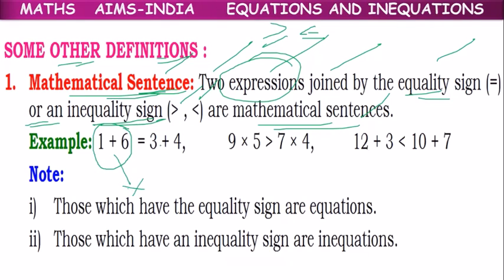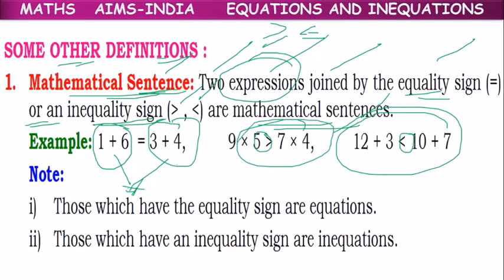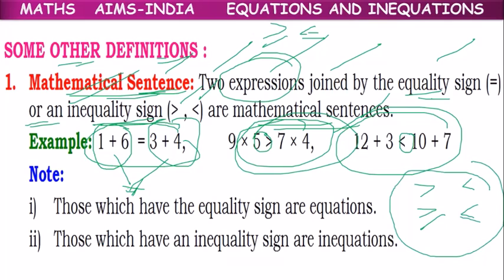This is one expression, this is one expression, both of them joined by an equality sign, greater than sign, or less than sign. Then this whole representation will be called a mathematical sentence. A mathematical sentence means expressions joined with the help of an equality sign or inequality sign. Greater than, less than, greater than or equal to, less than or equal to, these are all inequality signs.